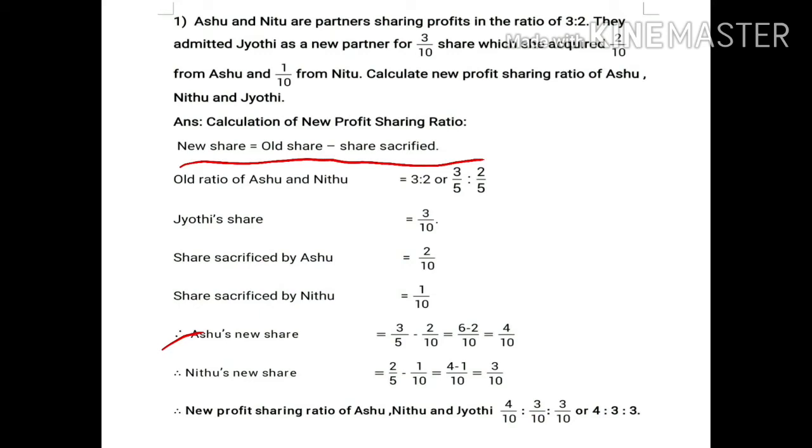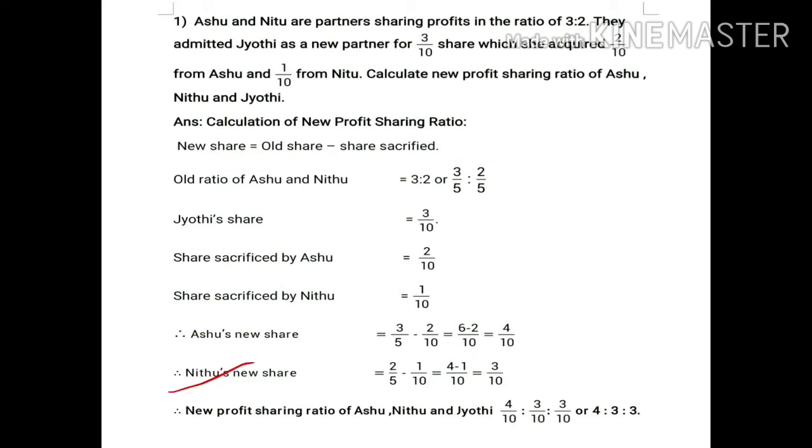Using this formula we calculate. Ashu's new share is equal to old share 3/5 minus share surrendered by Ashu 2/10. 3/5 is Ashu's old share and 2/10 is the share surrendered by Ashu. Next, 5 and 10. The common denominator is 10. 5, how many 2s are in 10? 2s. So 3 into 2, 6, and 10 ones are 10, so write 2 as it is here. So 6 minus 2 divided by 10 is equal to, final answer, the new share of Ashu 4/10.